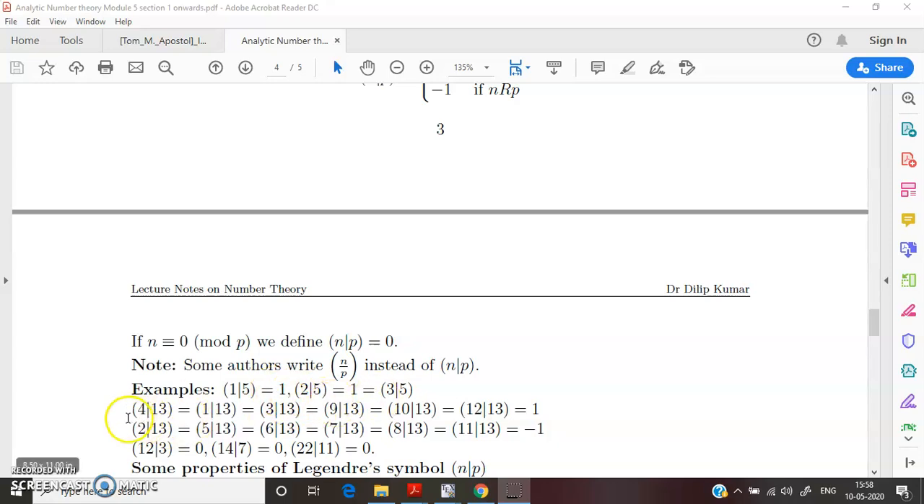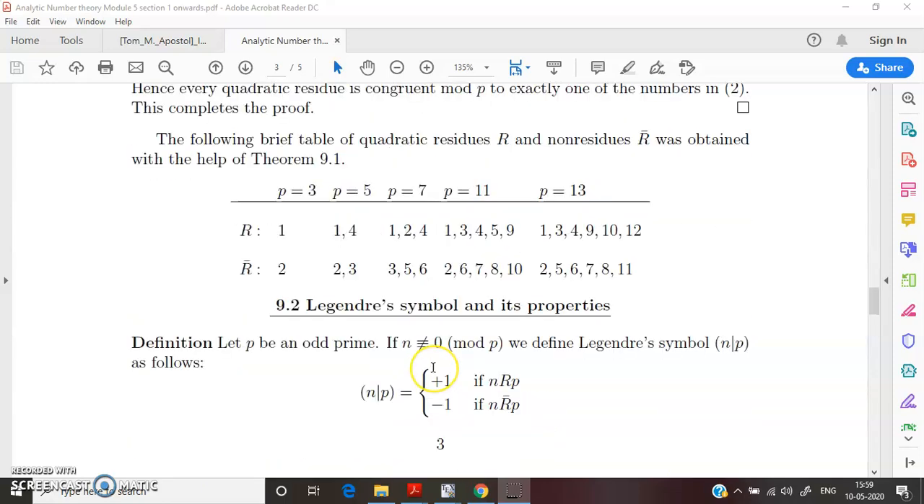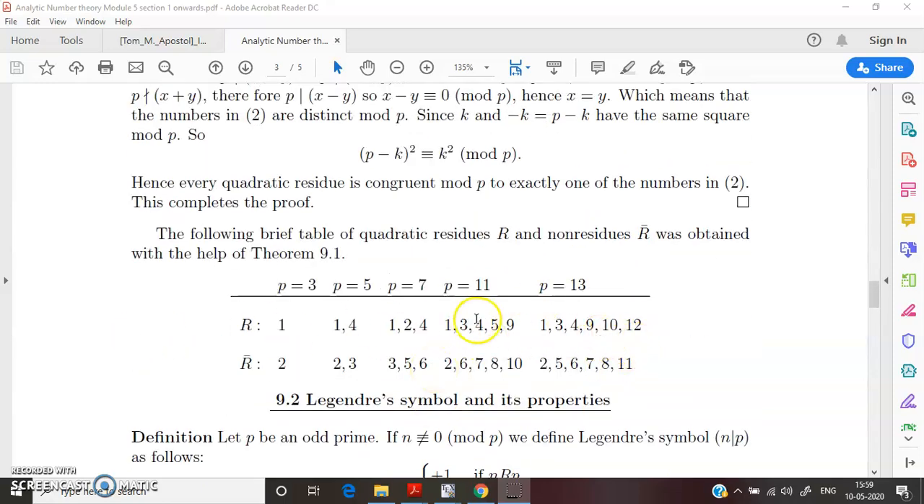In the same way, 4 is a quadratic residue mod 13. So the Legendre symbol 4 over 13 is 1. Similarly, 1 over 13 is 1, 3 over 13 is 1, 9 over 13 is 1, 10 over 13 is 1, 12 over 13 is 1. This is because for 13 the quadratic residues are 1, 3, 4, 9, 10, 12.